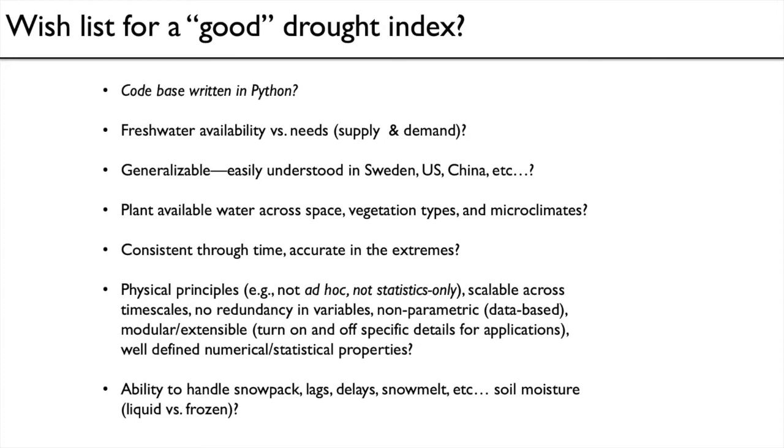And finally, how are you going to handle snowpack? Are you going to handle lags, autocorrelation, delay? You need to. I mean, if you're in a tropical setting, maybe you don't need to. But if you're in a setting like Sweden, you probably do. How are you going to accommodate, or how does your index accommodate soil moisture state? Right, this is an incomplete list, but these are just some things to think about when selecting a drought index.